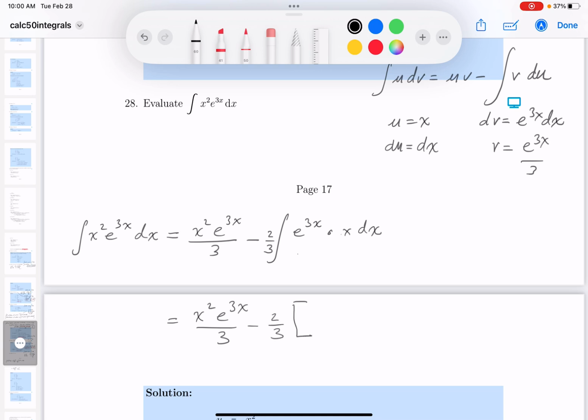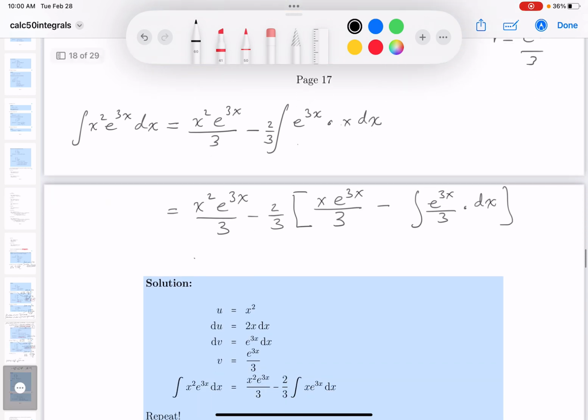It's going to be the tough part. Writing this down now. So it's going to be uv, which is going to be x e to the 3x over 3. I think I did okay there. Minus an integration, and I've got to be careful here. So it's going to be the v, which is e to the 3x over 3 times the du, and that's just going to be dx. So I'm thinking that it's definitely gotten a lot better. Let's continue to write it down.